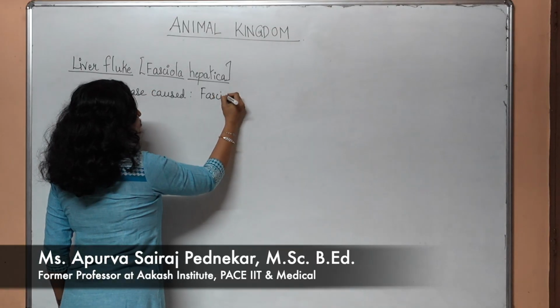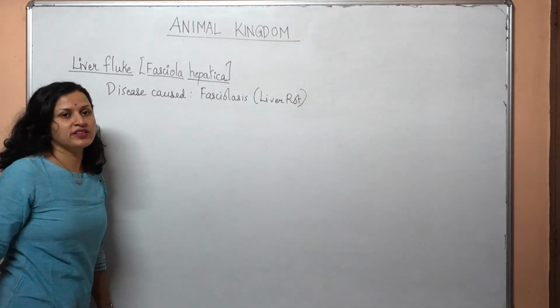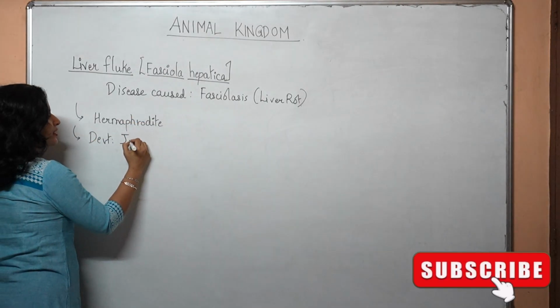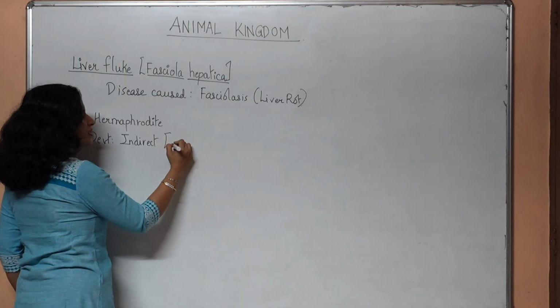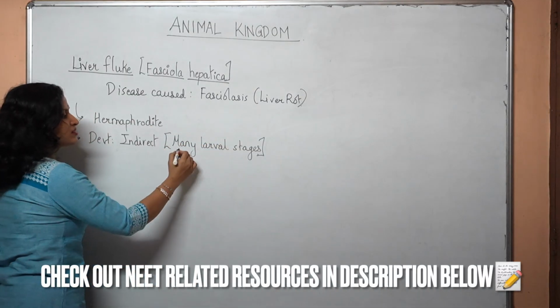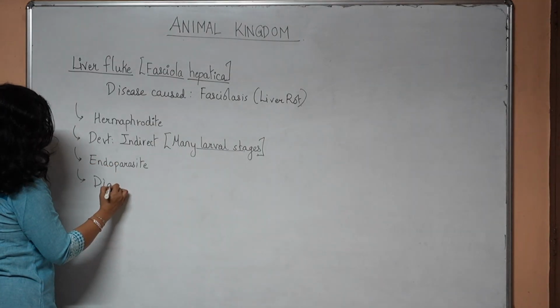Now let us have a look at liver fluke Fasciola hepatica. The disease it causes is fasciolasis, a liver rot, wherein the liver tissue gets degenerated. It is a hermaphrodite. The development is indirect in this one, and it has many larval stages which we are going to see. These larval stages are important.